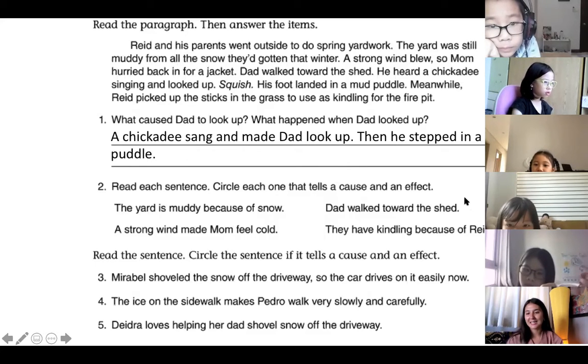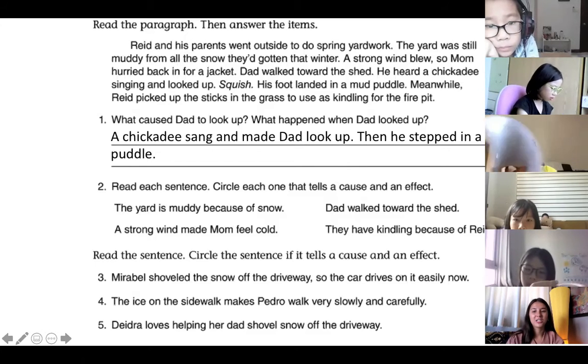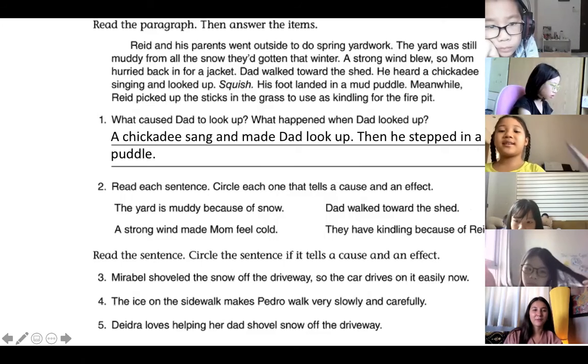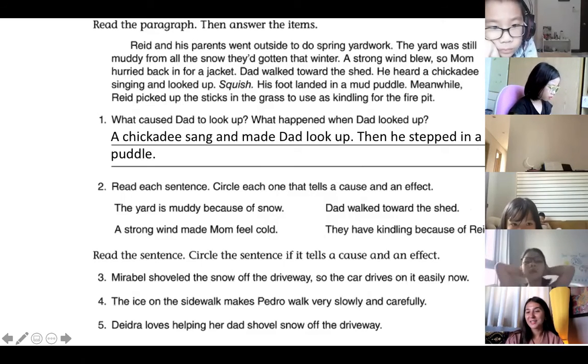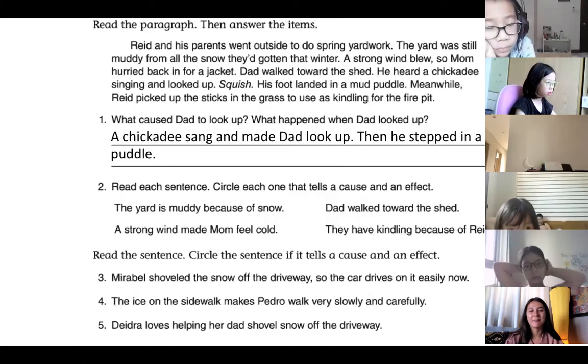So a chickadee is like a little baby chicken, a chickadee. A chickadee is a type of bird. Okay, so a chickadee sang and it made Dad look up. And then when he wasn't looking at the floor, he stepped in a puddle.